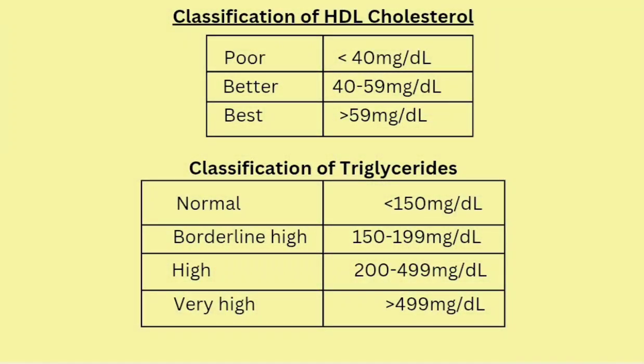Less than 40 mg per dl of HDL cholesterol is considered poor. About 40 to 59 is considered better, and more than 59 mg per dl of HDL cholesterol is considered as best. Triglycerides less than 150 is considered normal. 150 to 199 is borderline high. 200 to 499 is considered high, and more than 499 mg per dl is considered as very high.